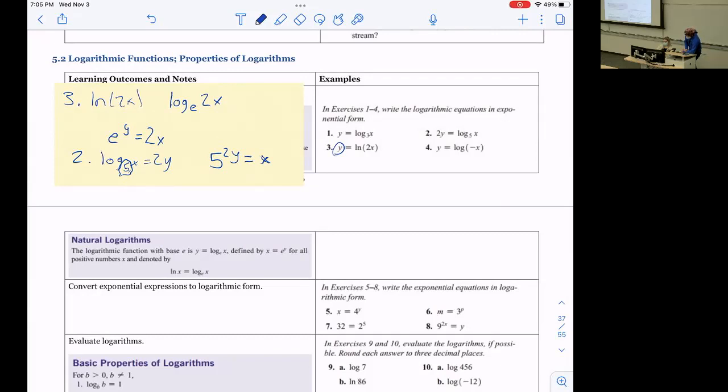Awesome. What about converting exponential expressions to logarithmic form? So 5 through 8, doing that backwards. Number 8. So we have 9 to the 2x equals y. We can always start with 9 as our base. So log base 9 of y, since y is our answer, is equal to that exponent up there, 2x. Our exponent is what the logarithm wants to know.